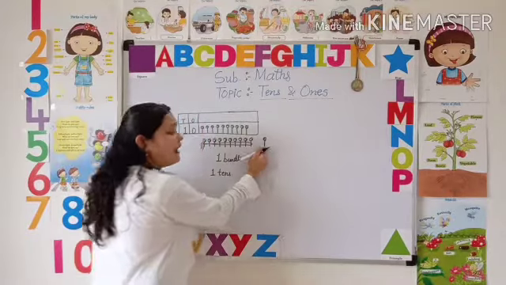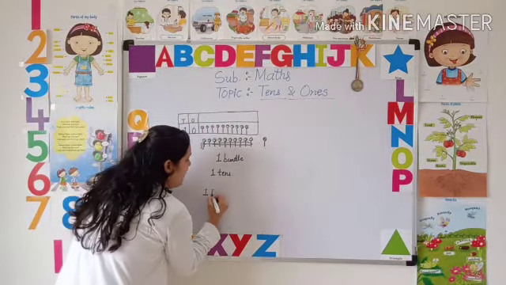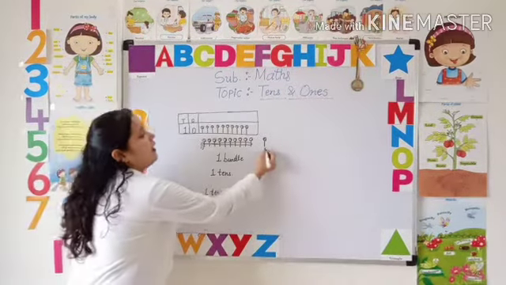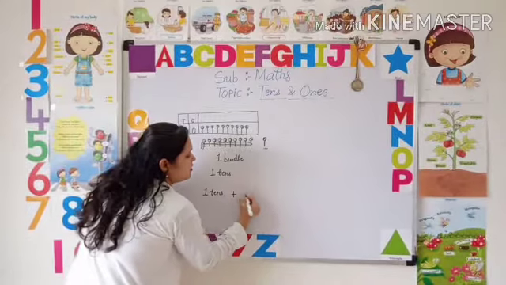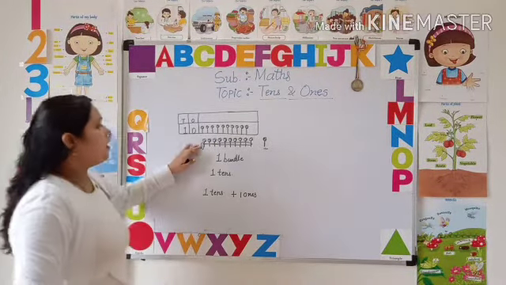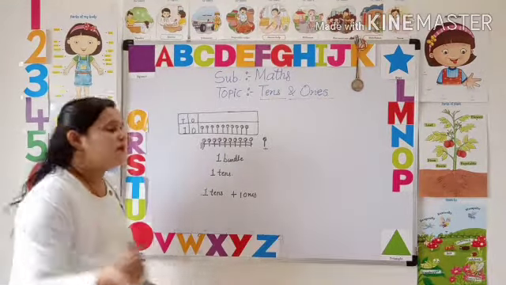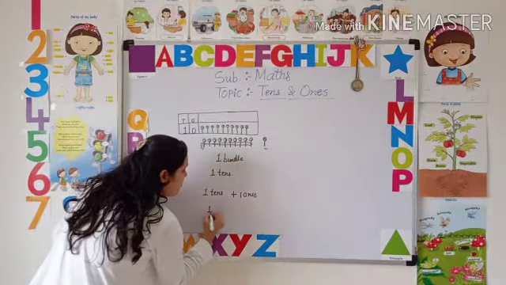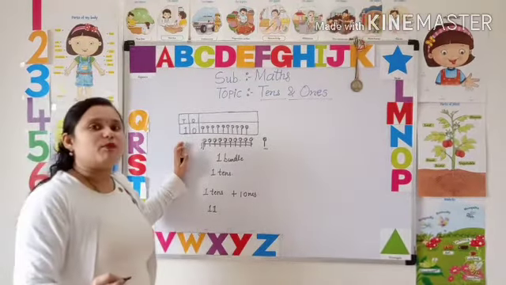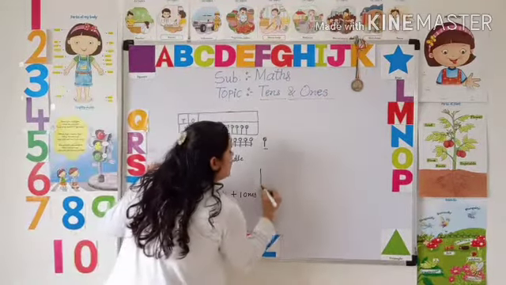1, 1, 11. This is 1 tens. Right? And 1 ones. 1 tens and 1 ones. It means 1, 1, 11. How many lollipops do we have? 11. And how do we represent it?